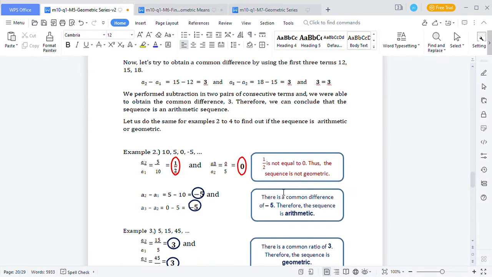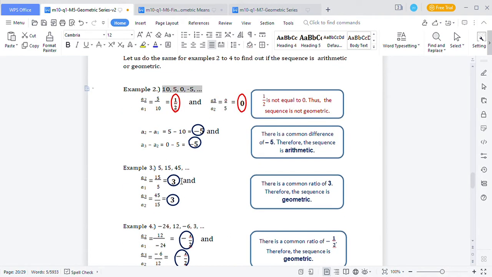For example number 2, we have 10, 5, 0, and negative 5. When we try to find the common ratio, 5 divided by 10 is 1 half, and 0 divided by 5 is 0, so they are not equal, so it is not a geometric sequence. But if we subtract, 5 minus 10 is negative 5, and 0 minus 5 is negative 5. So we have a common difference, and we call this an arithmetic sequence.